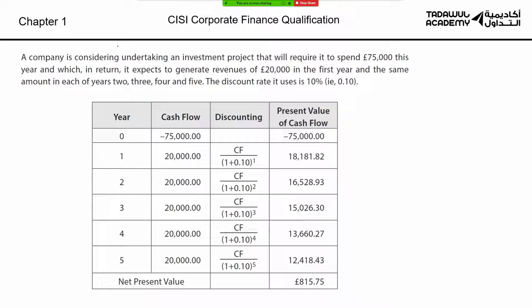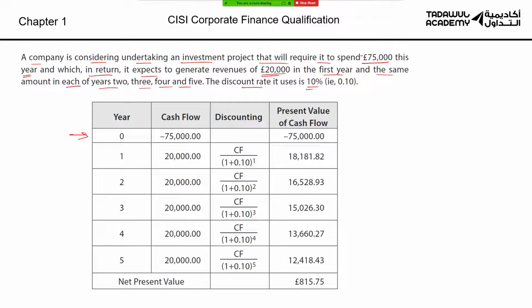A company is considering undertaking an investment project that will require it to spend, so this is negative, that's a cash outflow, £75,000 this year, and in return it expects to generate revenues of £20,000 in the first year and the same amount in years 2, 3, 4, and 5. So they're going to get £20,000 every year for the next 5 years. The discount rate it uses is 10%.